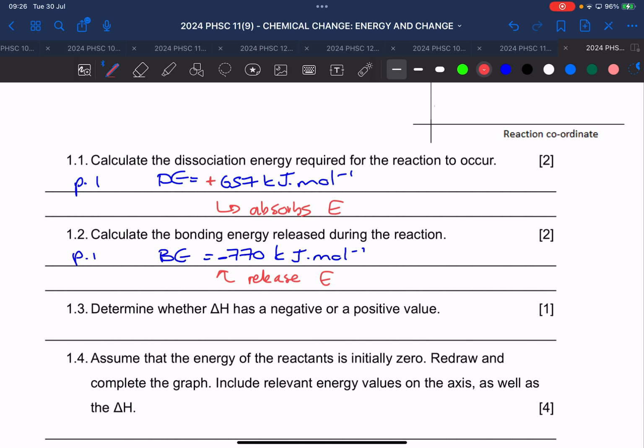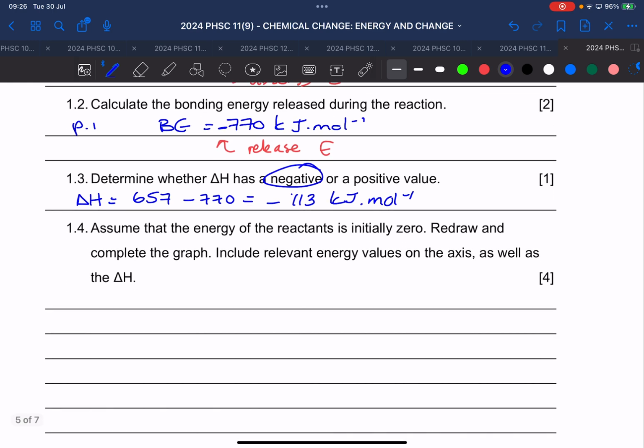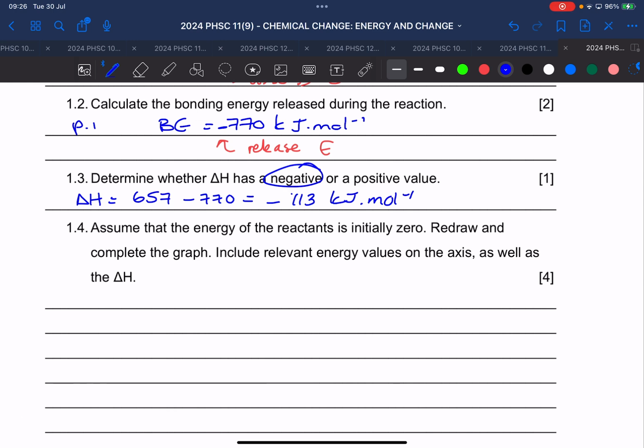Okay, so if it's negative or positive, if we look at the change in energy, it's 657 minus 770, and that gives you minus 113 kilojoules per mole. So it has a negative value. So what does a negative mean? It means it releases energy into the surroundings, more than what it takes.